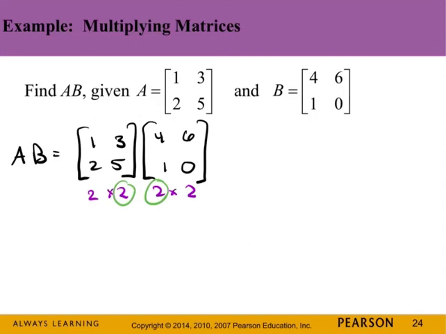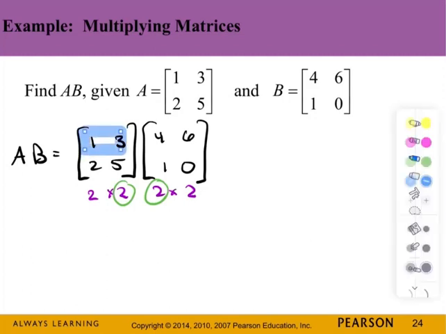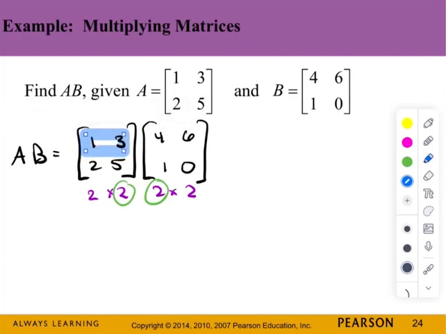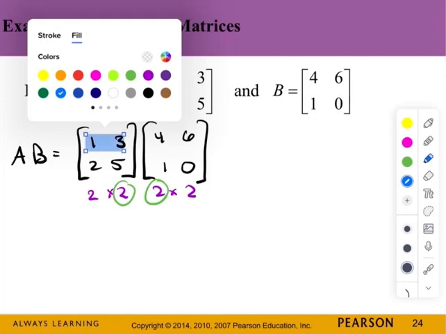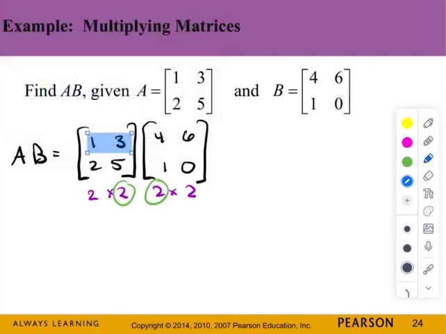So then we always do the row times the column. So let me highlight it like this. We're going to say this row, we don't need all of that. Let's fill it. So we're going to say this row, let me copy and paste.